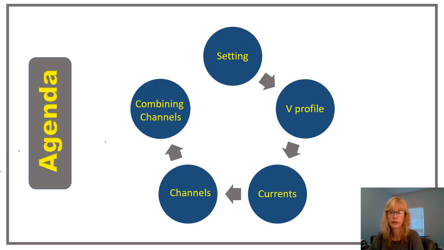First, let's look at an agenda of how we're going to approach action potentials in neurons today. First, we'll look at a setting of where these action potentials take place. Next, we'll look at the voltage profile associated with an action potential. We'll look at the currents associated with that voltage profile. We'll look at the channels associated with those currents. And lastly, we'll look at some of the characteristics of combining all these channels in the forming of an action potential. I'll meet you on the next slide.